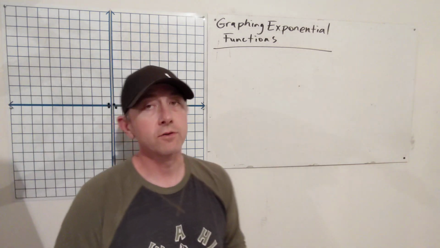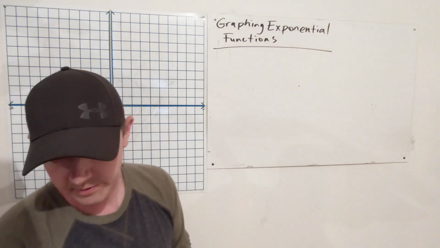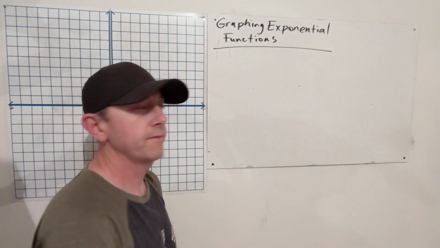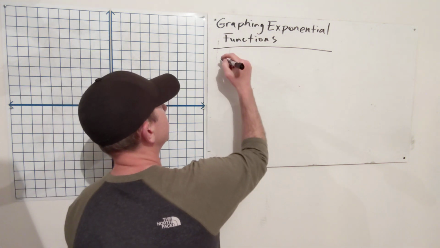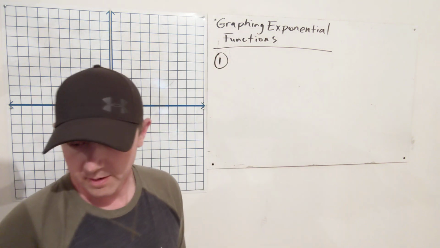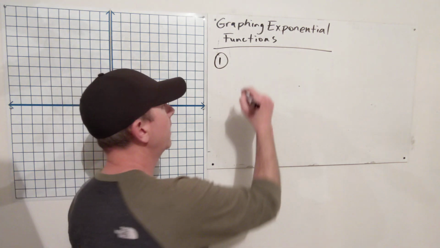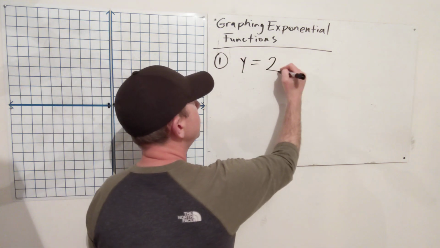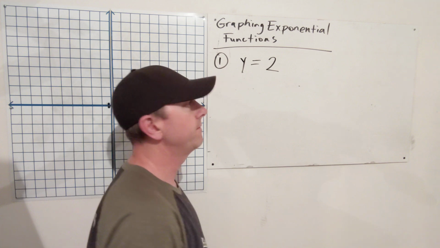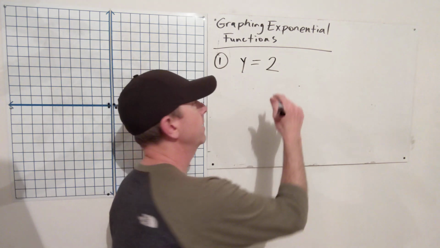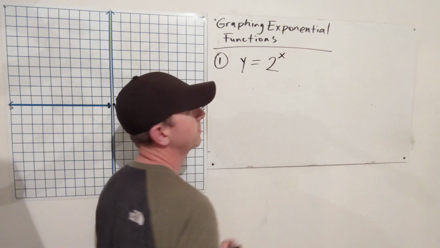Okay, we're going to take a look at graphing exponential functions. This is going to look a little bit different. This is something you guys haven't seen much of before, if at all. So for our first example, we're going to go with y equals 2. Now instead of having the variable anywhere else, the variable is actually going to be the exponent.